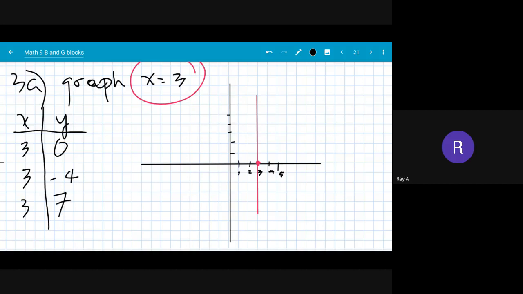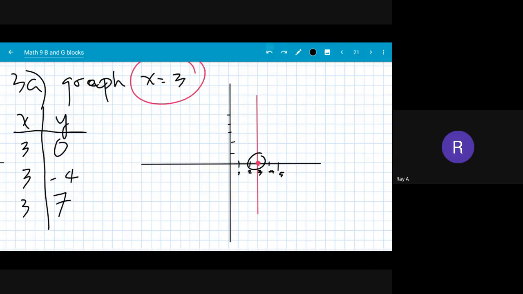What it is saying is, if you look at your graph right here, it will pass through all of those ordered pairs. It passes through 3, 0, which is this one. It passes through 3, negative 4, which is probably this one. It passes through 3, 7, which is probably this one, all right?